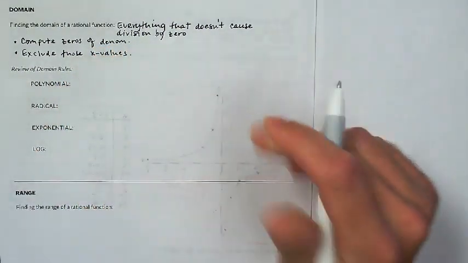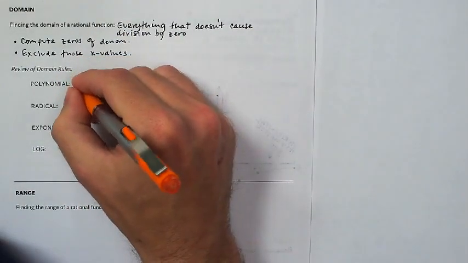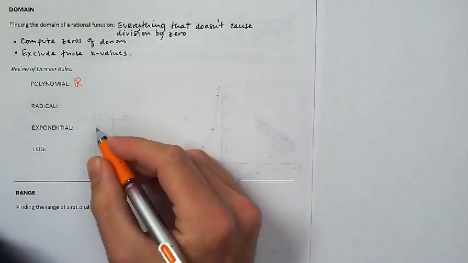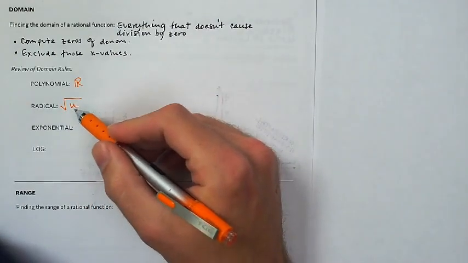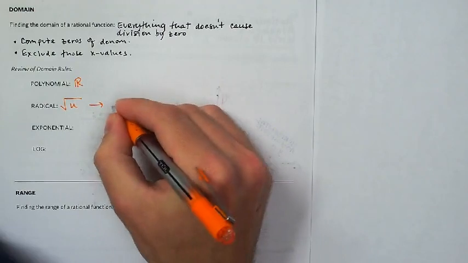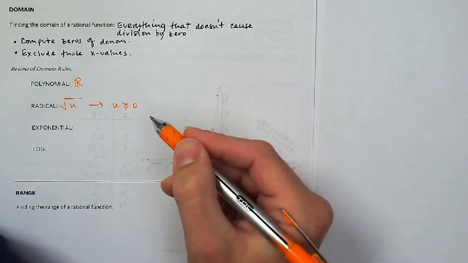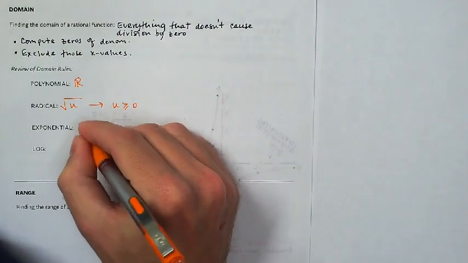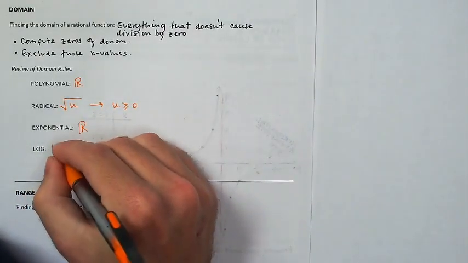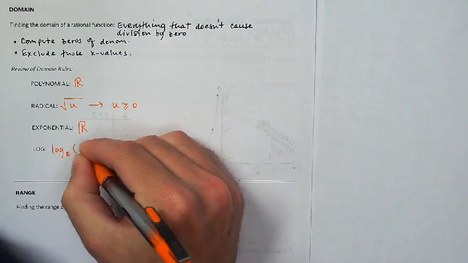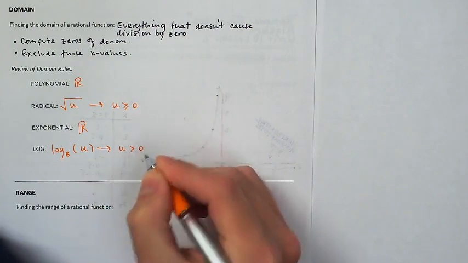Okay. And then just to review all of our domain rules. For a polynomial, you can plug in anything you want, so the domain is all real numbers. For a radical function, for something like the square root of u, where u could be like 2x plus 5 or some sort of expression, u needs to be not negative, right? Because we're not going to take the square root of a negative number and get a real number back. Okay, for exponential, the domain was all real numbers. We talked about that one in the last unit. But for the log functions, you've got the log base b of some algebraic object u. What we did was we grabbed u and we set that strictly greater than 0.